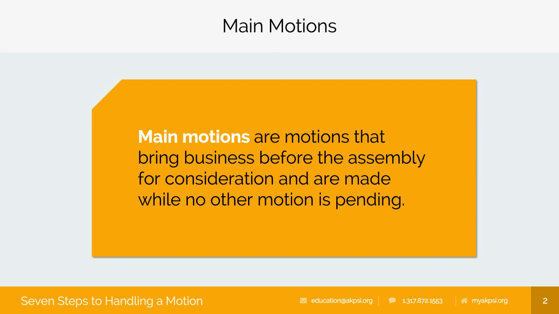Main motions are motions that bring business before the Assembly for consideration and are made while no other motion is pending. They require a vote of the Assembly and will yield to any privileged, subsidiary, and incidental motions if they are made.